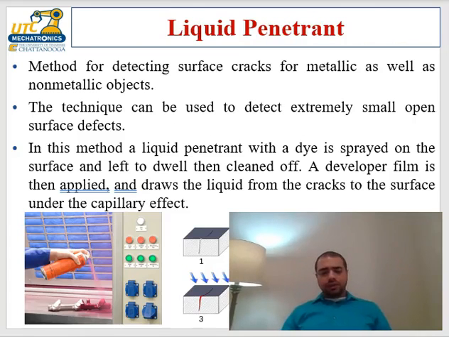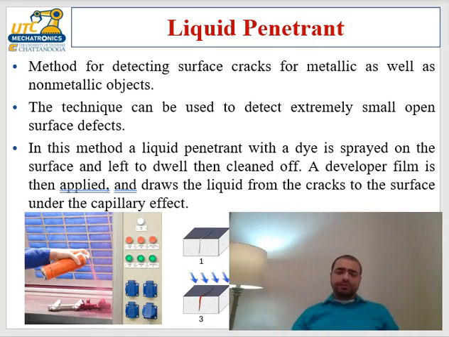Now, very commonly used methods are liquid penetrant and the magnetic particle method. Liquid penetrant, in this method, is used for detecting surface cracks for metallic as well as non-metallic objects. So it's used on both metals and non-metals. And here, what happens?